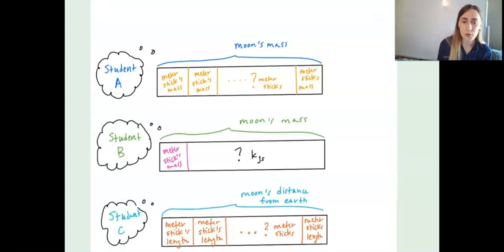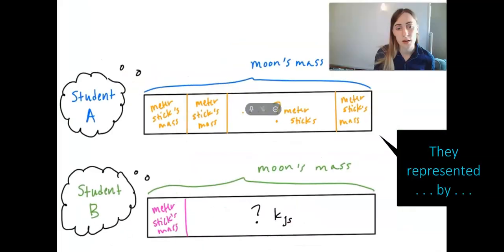Now we'll look more closely at student A, student B, and student C's thinking, and we'll ask ourselves, what are they representing? If you are able to work with a partner at this point, you'll share your thinking with that partner. Otherwise, you're going to think to yourself using this sentence stem. They represented blank by blank. So looking at student A, say to yourself, they represented blank by blank.